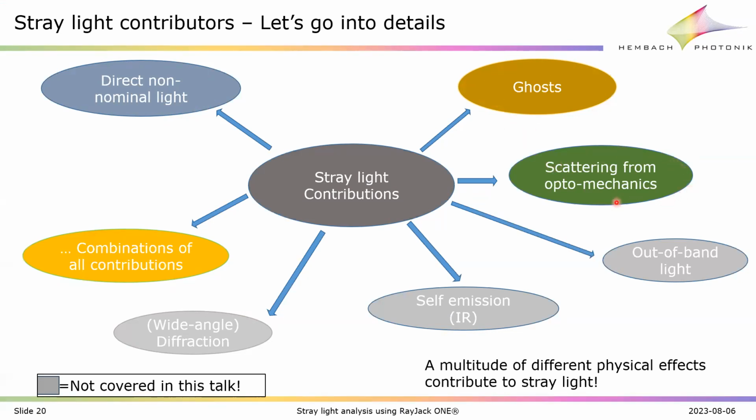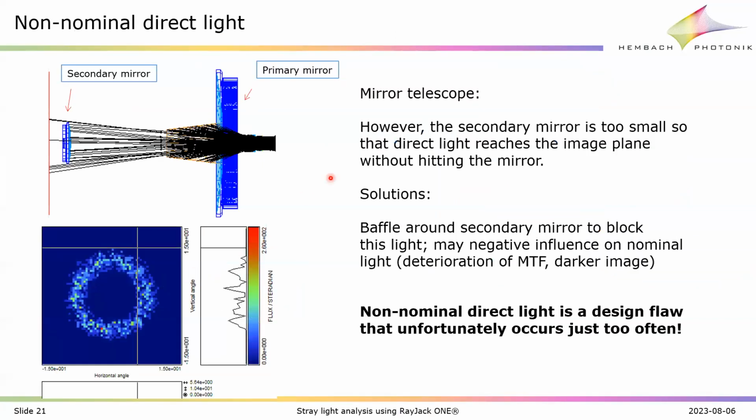Then scattering from optics and mechanics. Here we talked only about scattering from the optical parts. But there are more contributions like out-of-band light when you're analyzing spectrometers, self-emission, which is very important when you're analyzing infrared systems, and more exotic things like wide-angle diffraction. All these grayed out contributions will not be covered in this talk. And of course, there may be combinations of these effects. Let me pass to the non-nominal direct light.